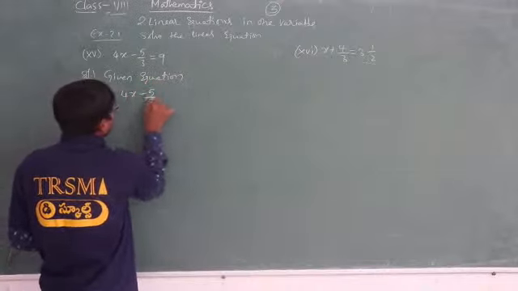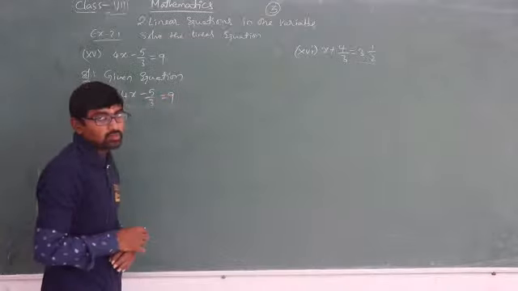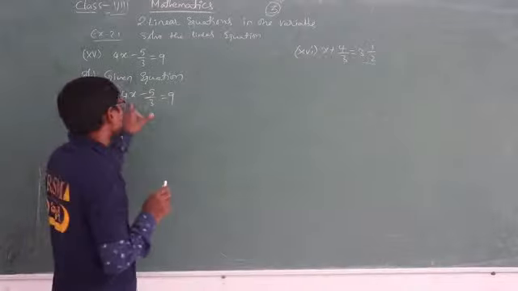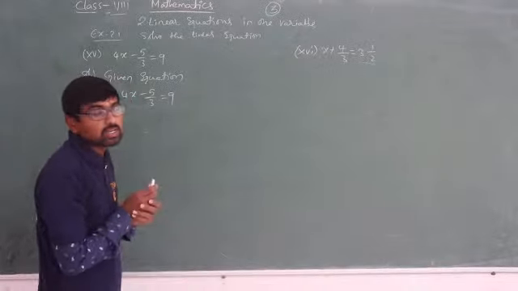4x minus 5 by 3 is equal to 9. What we need to do? We need to solve. It means we need to find the value of that variable. What is the variable here? x. We need to find the value of that x.